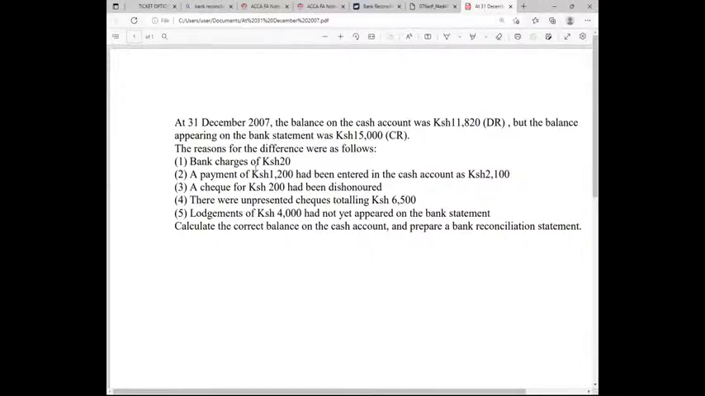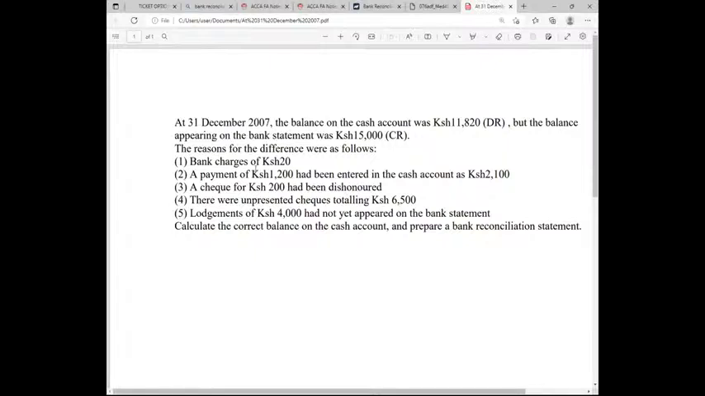A payment of Kenya shillings 1,200 had been entered in the cash book as 2,100. So the cash book has an error, so you must correct the cash book there. A check for Kenya shillings 200 had been dishonored. Number four, there were unpresented checks totaling 6,500, and number five, lodgements of 4,000 had not yet appeared on the bank statement.